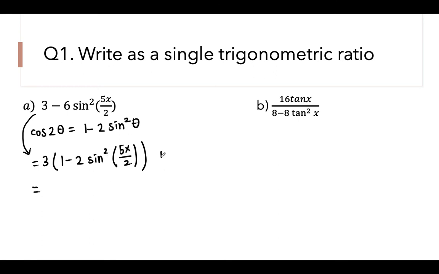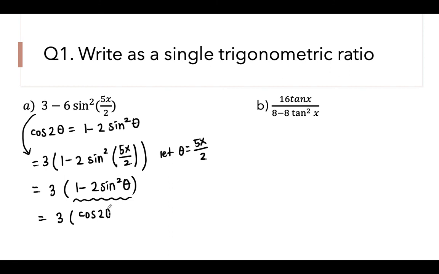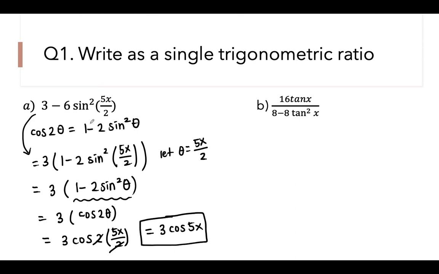So we can say let theta equal 5x over 2. Therefore it's going to be 3 bracket 1 minus 2 sine squared theta. It looks exactly like cosine, so I'm going to plug this in as the double angle. So 3 times cosine 2 theta. So it's going to be 3 cosine 2 times, and I'm going to plug in theta again as 5x over 2 because the question is in x. And then the 2 and 2 cancel out. So it's going to be 3 cosine 5x. And this will be my single trig ratio for this expression.